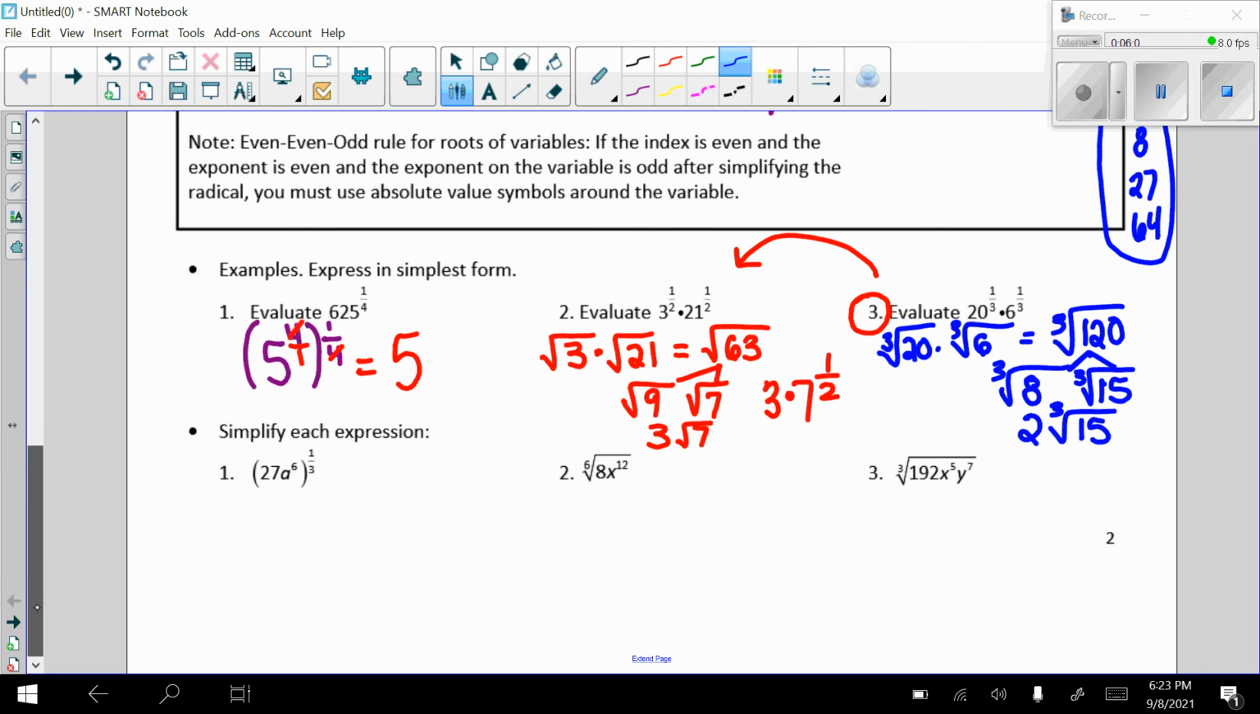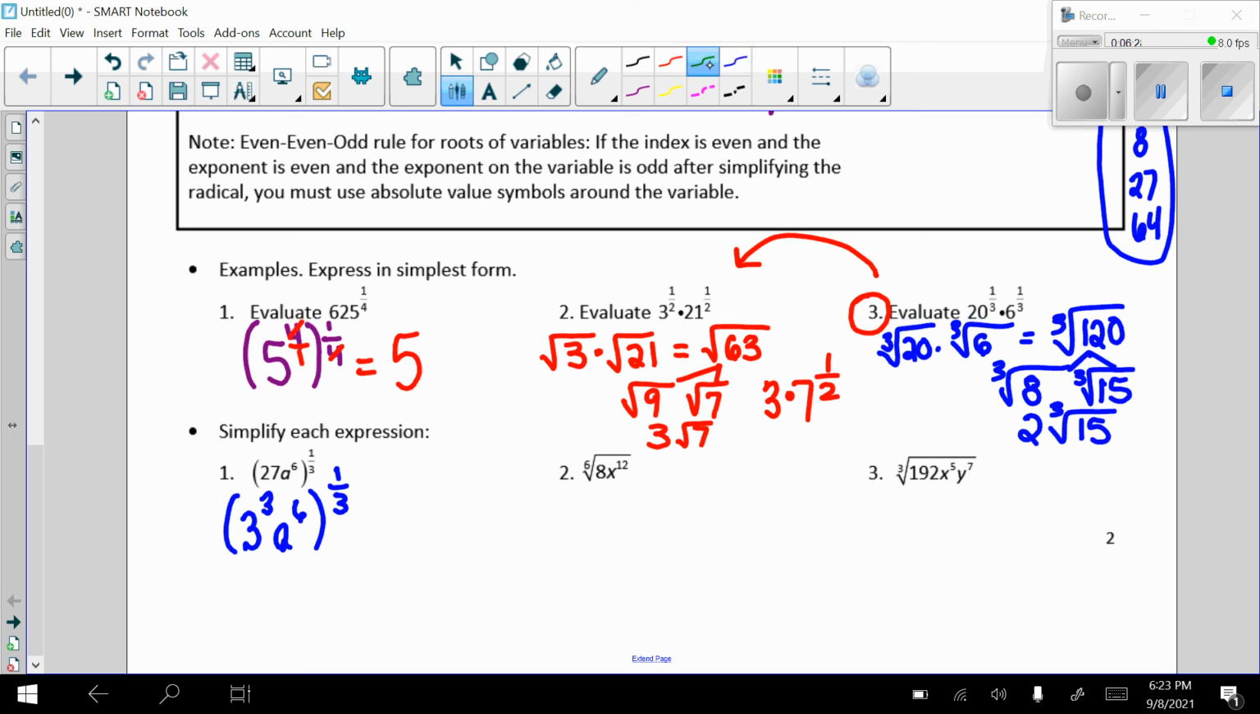So let's take a look at the next few problems, and let's see what we can do. So the first one, number 1, we have 27a to the 6 raised to the 1/3 power. So first of all, 27 should be a familiar number. 27 is 3 to the 3rd. And then, of course, we have a to the 6th. And all of that is being raised to the 1/3 power.